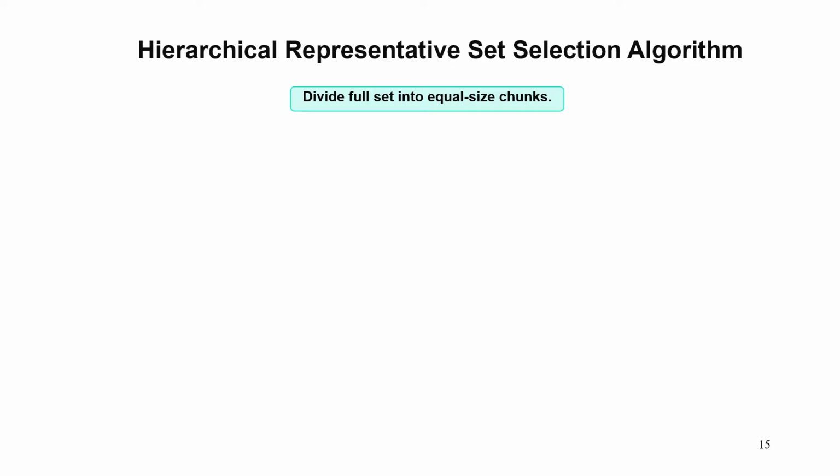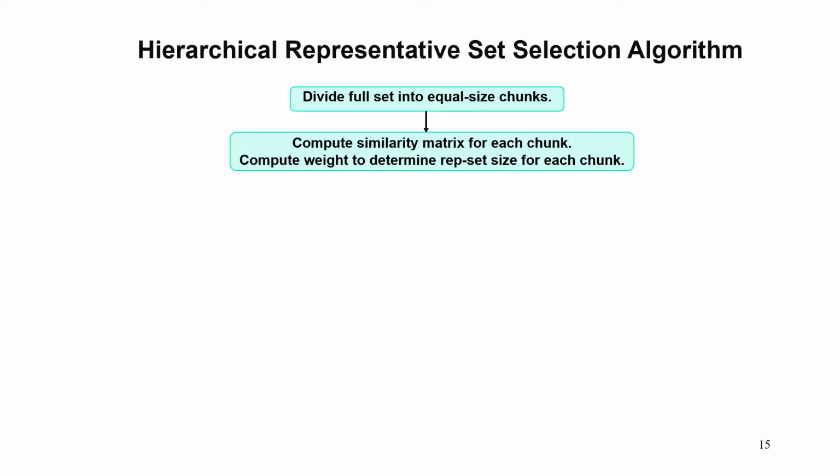In the hierarchical representative set selection algorithm, at each level, the full set is divided into equal-sized chunks using a seeded chunking method, which I'm going to describe later. The similarity matrix for each chunk is computed, and weights that determine the size of the representative set for each chunk are computed.